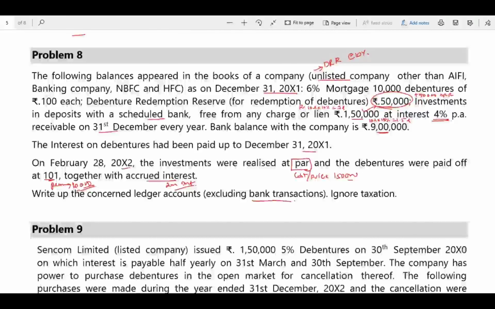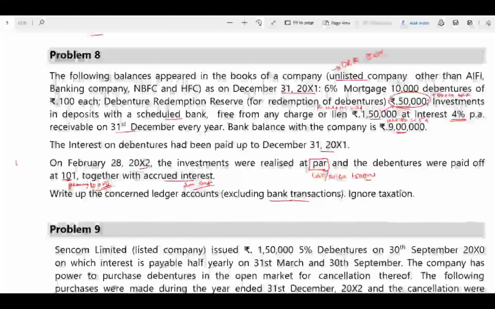Imagine here 10 lakh is the face value outstanding on 31st December. Till that, the story is over. Now we have to start 1/1/2002. That is our financial year, so the financial year is 1/1/2002.